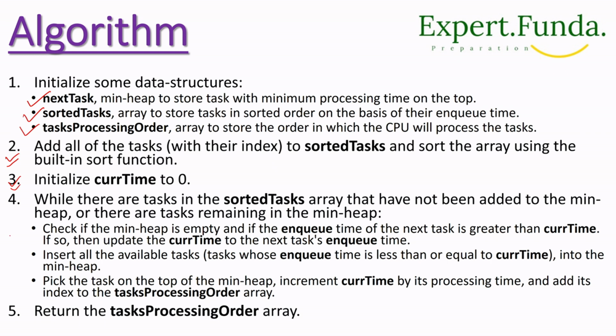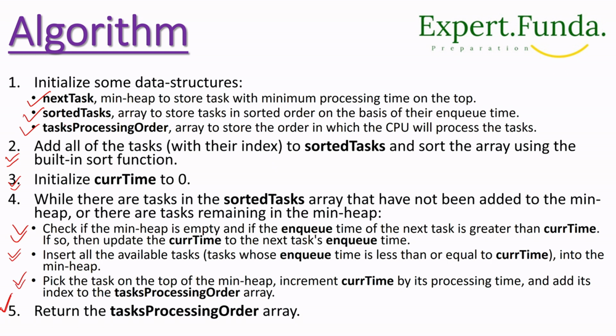what we will do: we will check if the min heap is empty, then if the enqueue time of the next task is greater than the current time, we will update the current time to the task's enqueue time. Next we will insert all the available tasks into the min heap, and then we will pick the task on the top of the min heap, increment the current time by its processing time, and then add it to the task processing order, right? And finally we will return the processing order, right?